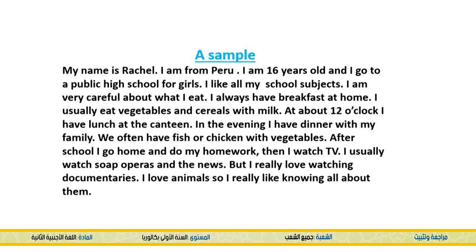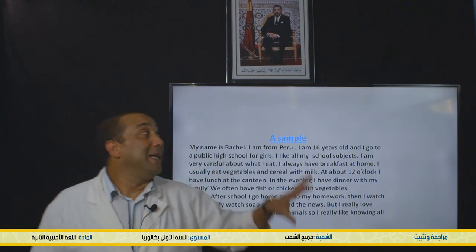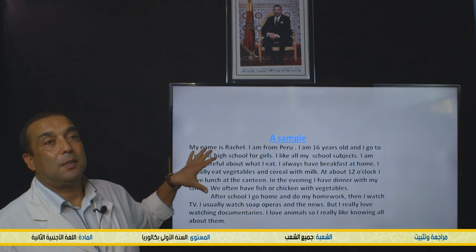We often have fish or chicken with vegetables. After school, I go home and do my homework. Then I watch TV. I usually watch soap operas and the news. But I really love watching documentaries. I love animals, so I really like knowing all about them. So please try to write a paragraph that looks like this one.